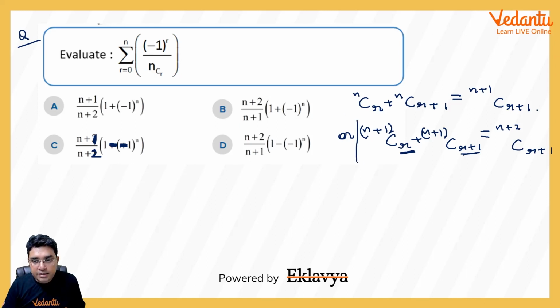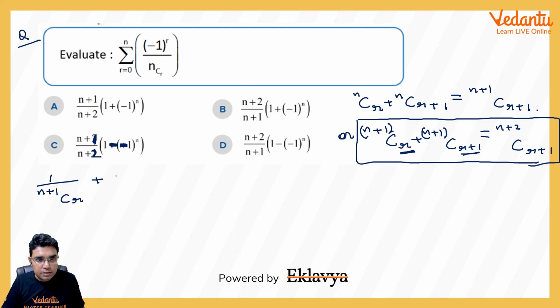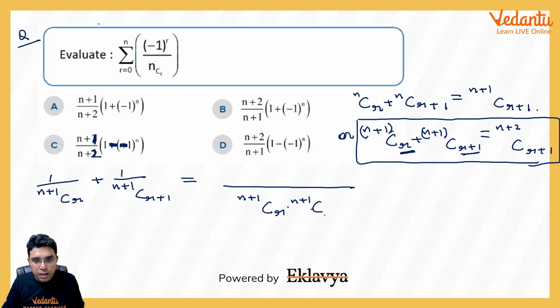That there is one very interesting property similar to this only when you write these numbers in the reciprocal. So what I am trying to tell you is that if we write 1 upon n+1Cr plus 1 upon n+1Cr+1, let us see what it will become. I can take the LCM, and this will be n+1Cr into n+1Cr+1. And in the numerator, because these two will be added, it will become n+2Cr+1. Okay.